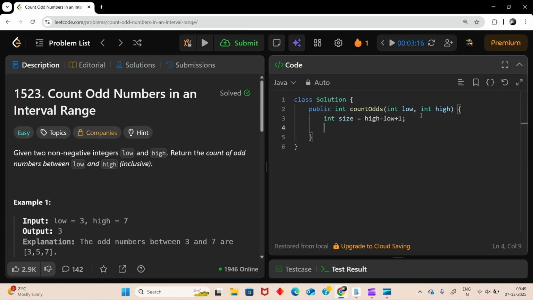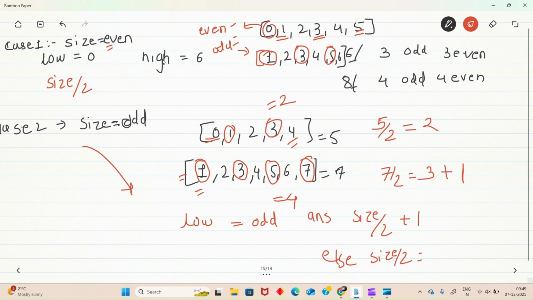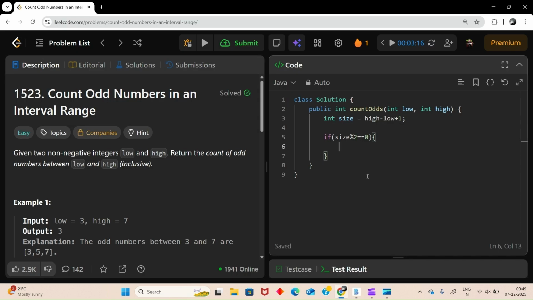I got my size. Now what I'll check: if my size percent 2 is equal to 0, that means it is even. My size is even. If my size is even, in that case my answer is size by 2, irrespective of the first element.